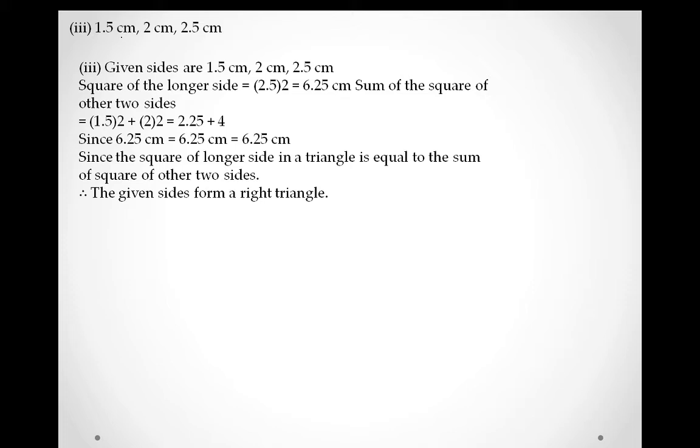The third one is 1.5 centimeter, 2 centimeter and 2.5 centimeter. The bigger one is 2.5 centimeter. So square of 2.5 is 6.25, and the sum of the squares of the other two sides, 1.5 square plus 2 square, is equal to 2.25 plus 4, which gives us 6.25. So this 6.25 and that 6.25 are both the same. Since the square of the longer side in a triangle is equal to the sum of the squares of the other two sides, the given sides form a right triangle.